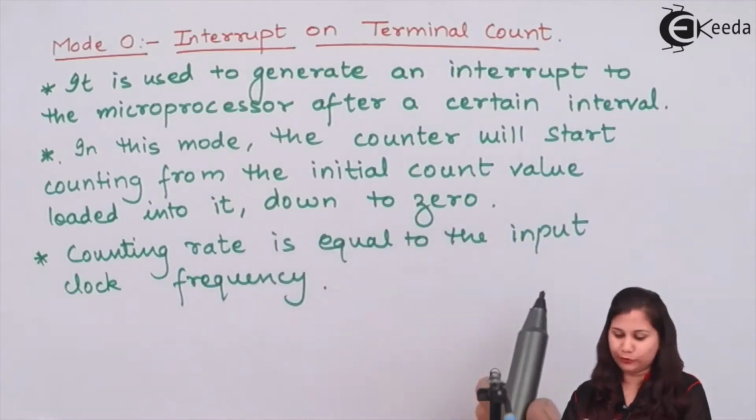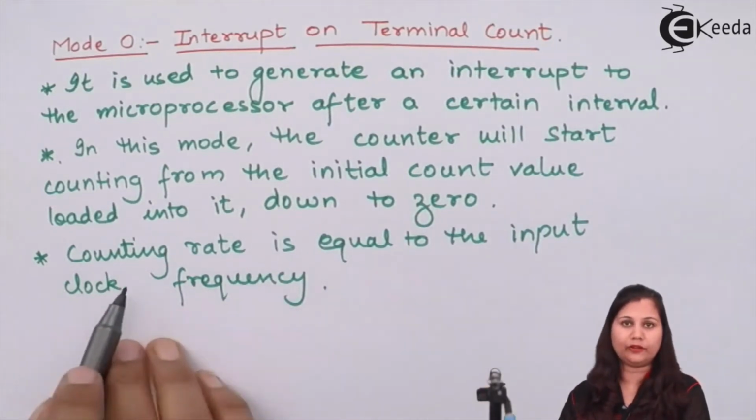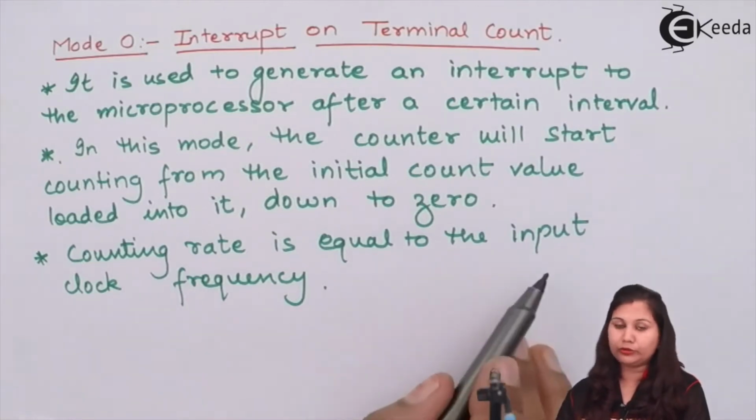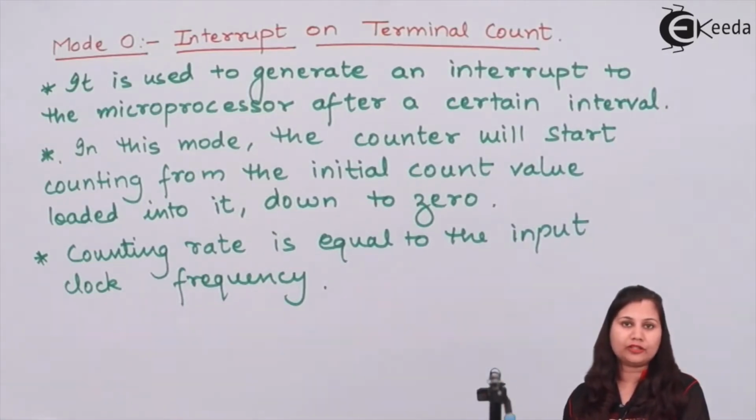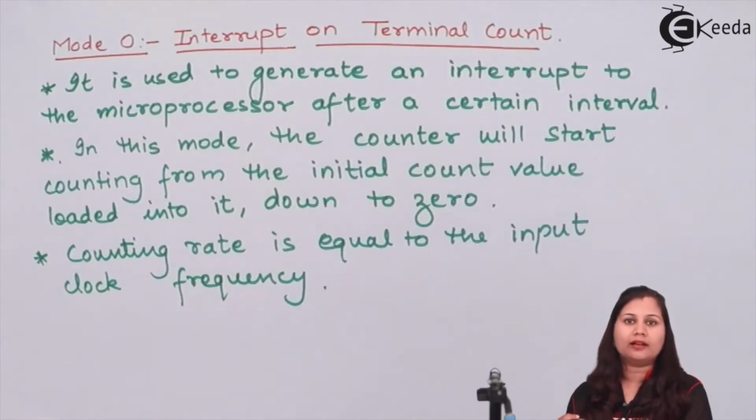These counters will be selected and then the counting will start from the initial count value and it will be decremented to 0. Now the counting rate of the counter is equal to the input clock frequency. That is the rate at which the clock pulse is generated. At the same rate the counting will be done, meaning at every clock pulse the count value will be decremented by 1.